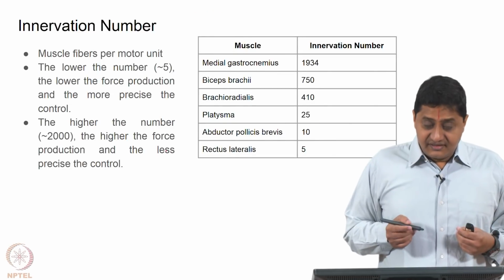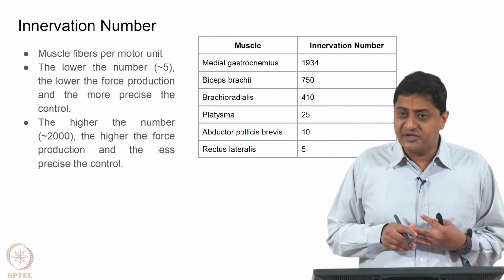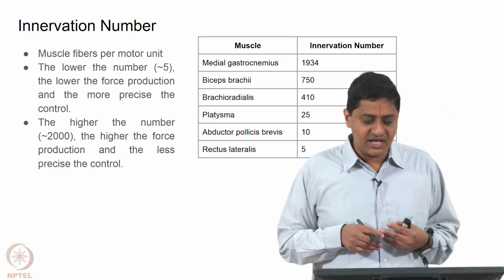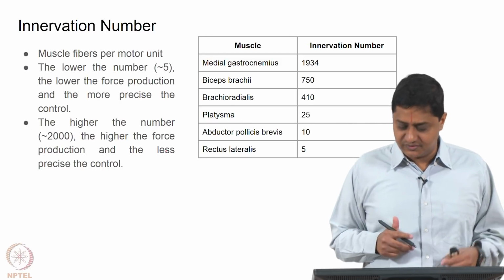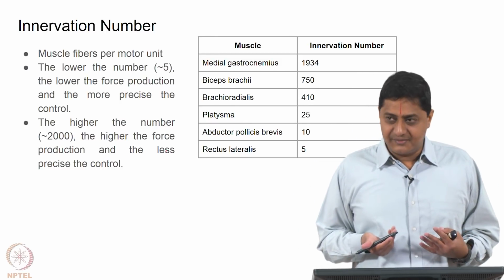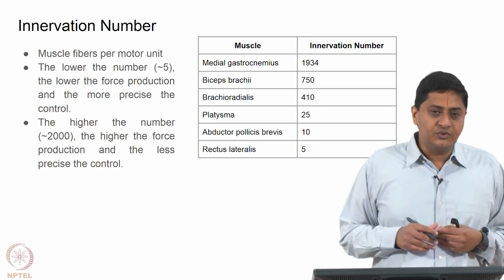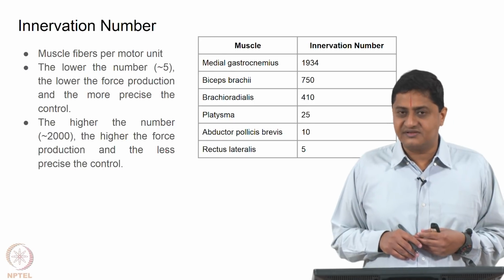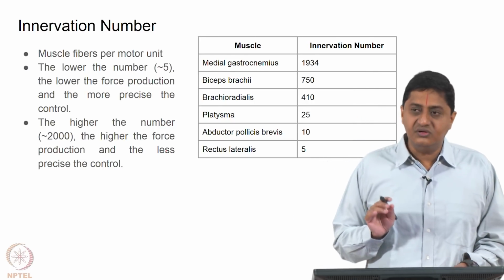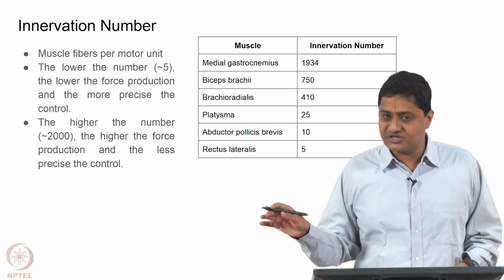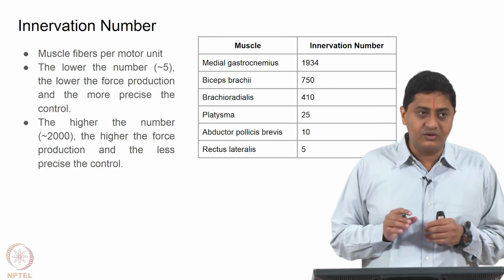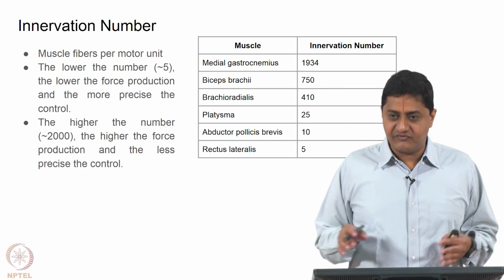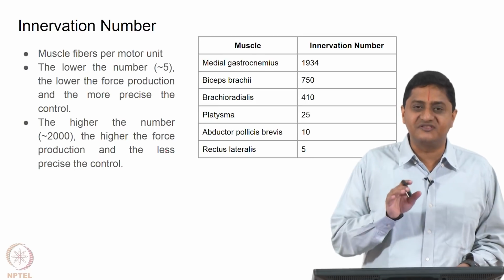So, what else? We said that different numbers of muscle fibers may be innervated by a motor neuron. This number can vary between as small as 5 to as high as 2000. So, what does this mean? If you assume that all muscle fibers produce approximately the same force, this is a wrong assumption. In reality, this is not true. Different muscle fibers produce different amounts of force, but for the purpose of this discussion alone, let us assume that any given muscle fiber produces the same force.